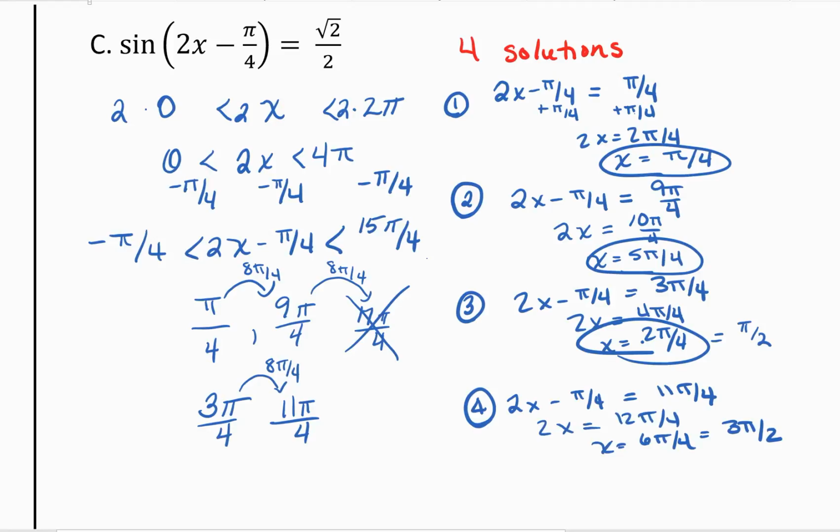Okay, so here are our solutions. We've got pi over 4, and then pi over 2, and then 5 pi over 4, and 3 pi over 2. Okay, and those are our solutions.